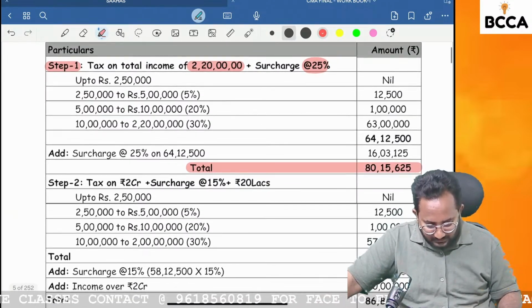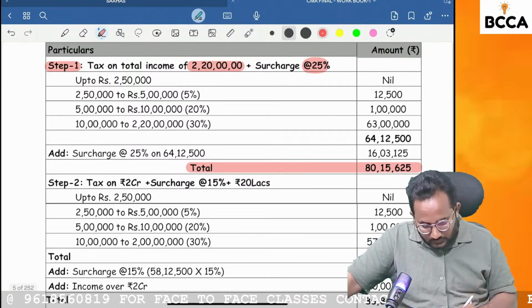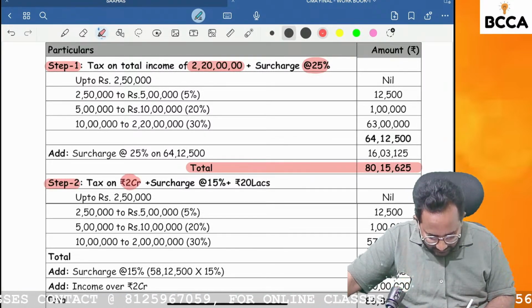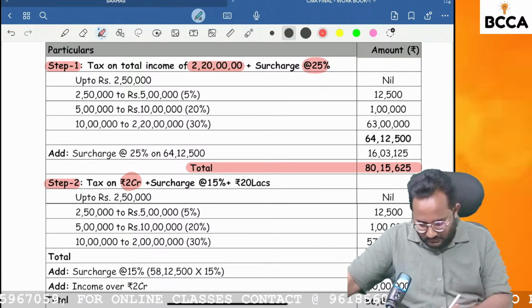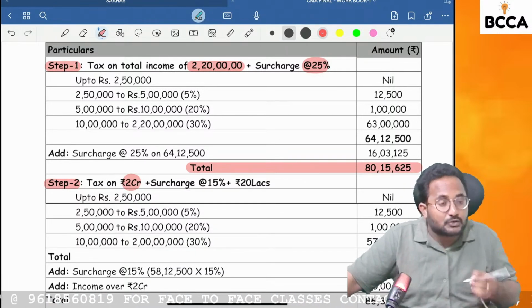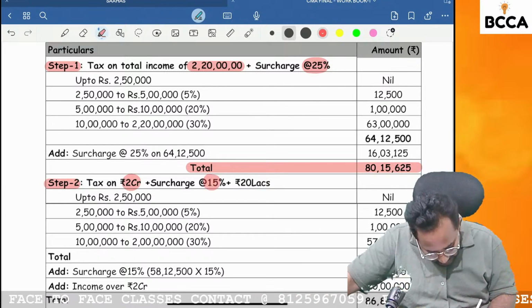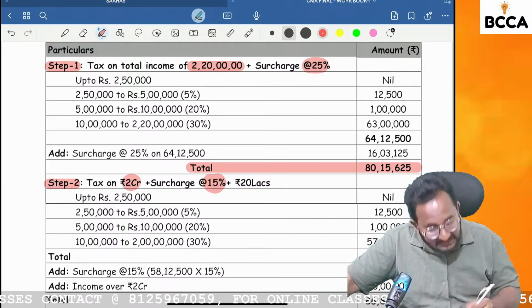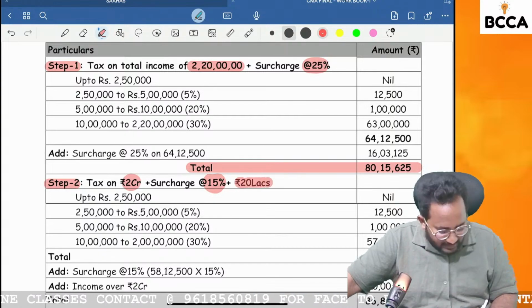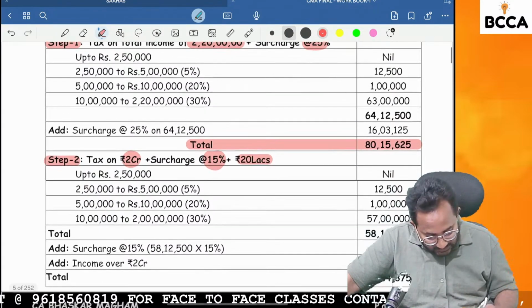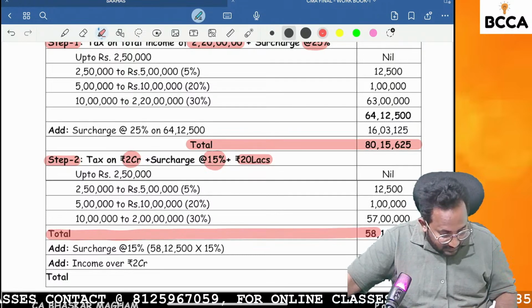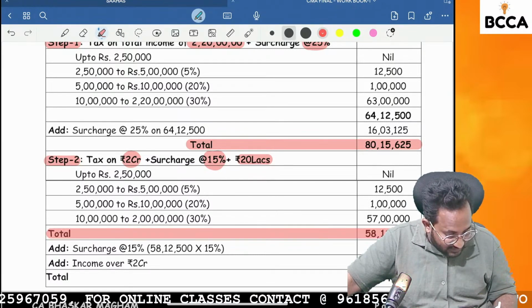Okay. Next thing. So what is the step 2 we have to follow? Tax on basic limit. What is the basic limit here? 2 CR. What is the surcharge rate for 2 CR? 15 only. If it crosses 2 crores, then only 25%. What is the additional income we are ready to give? 20 lakh. So after calculating all the things, you have in step 2 a total of 58 lakh 12,500 only.